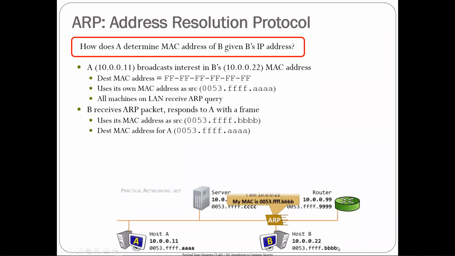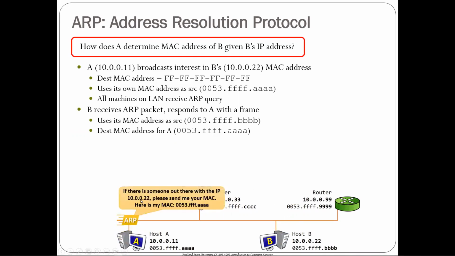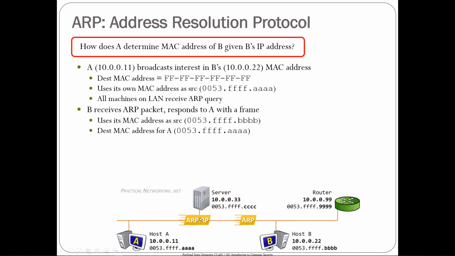So this is an animation. Well, this is partway through. So A broadcasts this ARP request. It says, "Hey, I need 10.0.0.22." And then host B is like, hey, that's for me. I'm going to send this reply. My MAC address is what it says, BBB. And that's how the ARP protocol works.